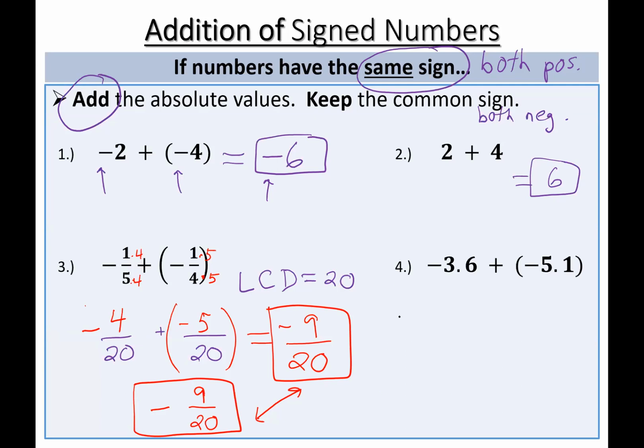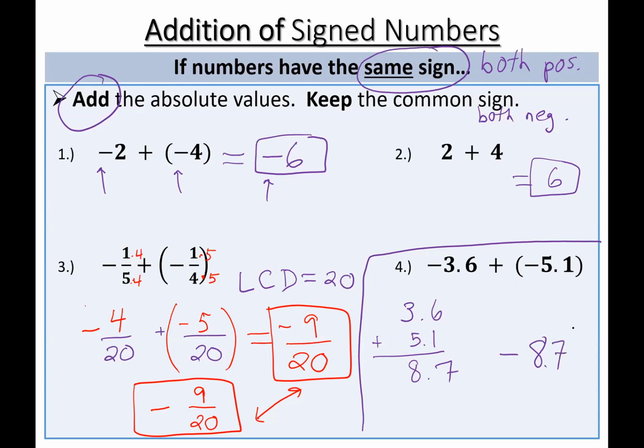All right, number 4, -3.6 plus -5.1. We're adding two negatives, negative plus negative. We'll keep the common sign. So our answer will be negative. What I'm doing right now is lining up my decimals. I'm going to add the absolute values, right? So I'm adding them as if they're positive, 3.6 plus 5.1. I'm adding those together, 6 plus 1 is 7. Keep the decimal points in line. 3 plus 5 is 8. So I've just added and gotten 8.7, but I'm keeping that common sign. So really, my final answer is negative 8.7.